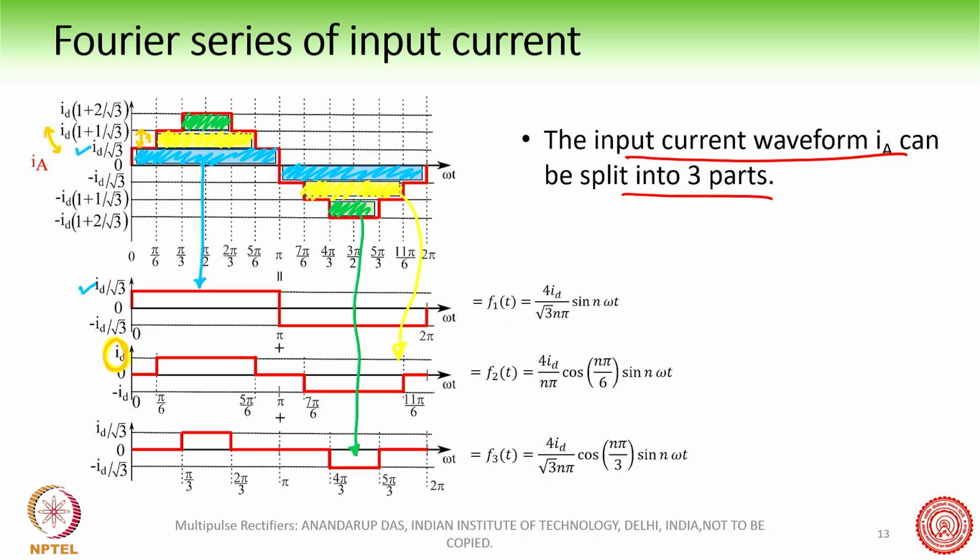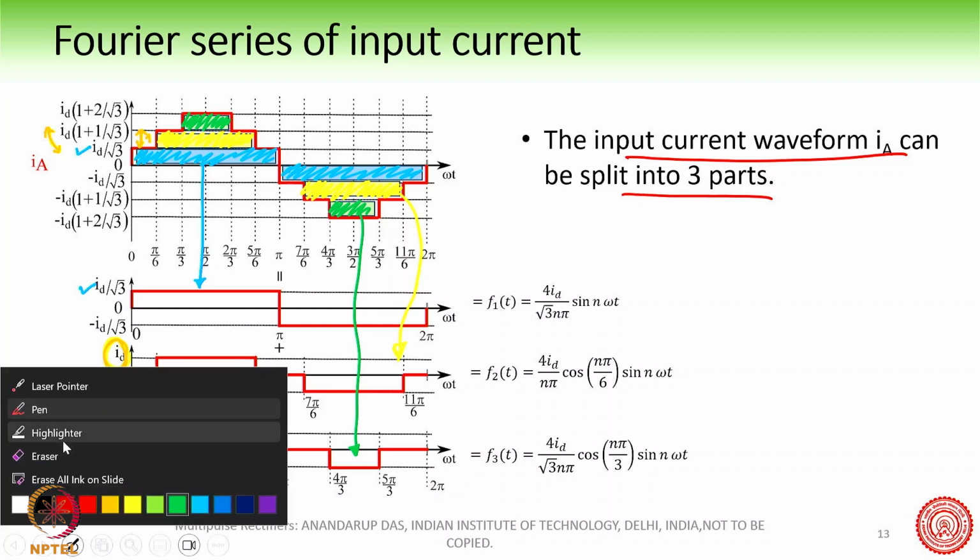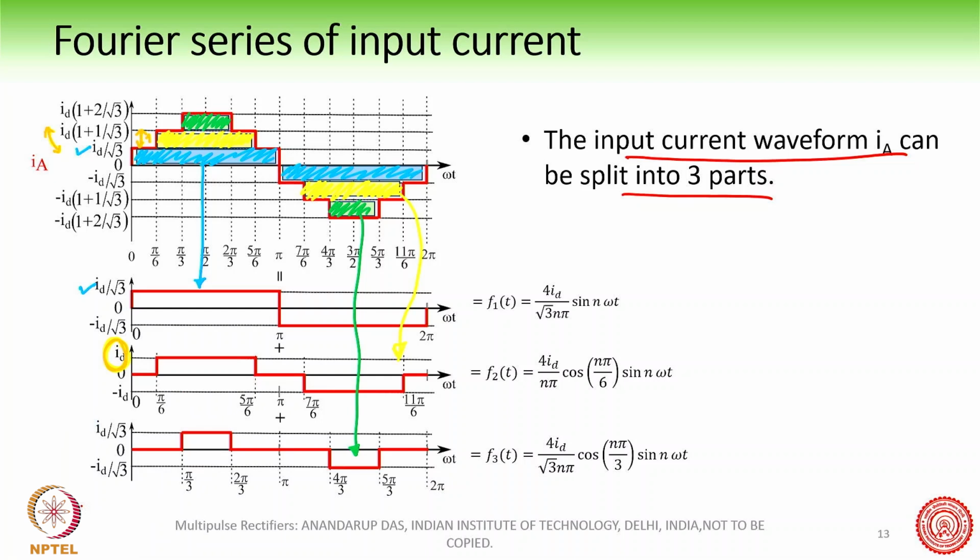Okay, and then we will add the harmonic content. So let us see what the harmonic contents are. We have to recall what we had done with Fourier series analysis a few lectures back. So what did we know? We found out that in a square wave, the magnitude of the harmonics can be given by this expression, 4Id by root 3 n pi sine n omega t. We have derived this previously.